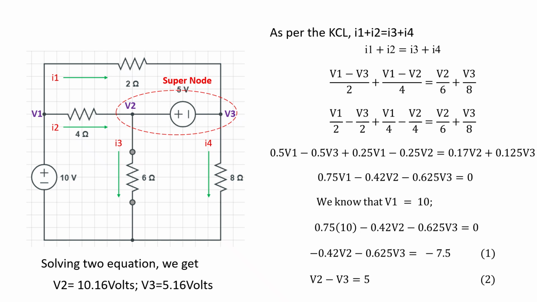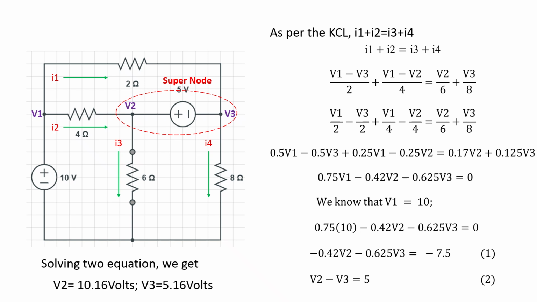But V1 is not a super node because V1 is a drop, whereas the other point, the ground point, is zero potential, so we will not take that as a node point. That's why we are taking this circuit, which doesn't have a current source. After the modification, the direction of current is mentioned. We will apply the KCL.